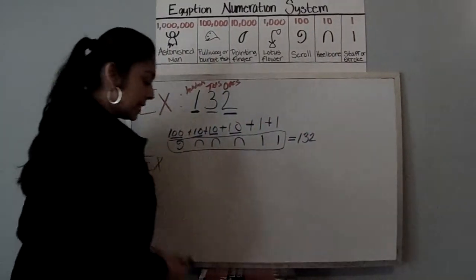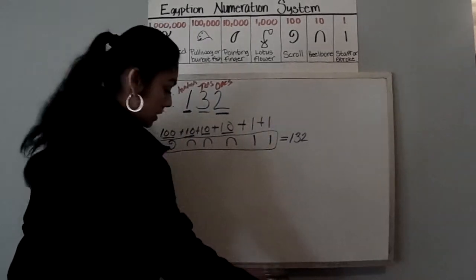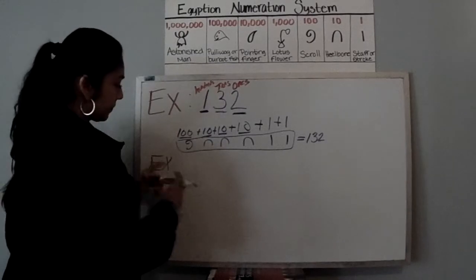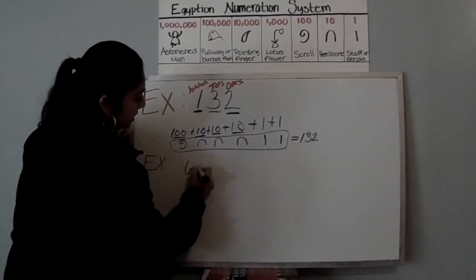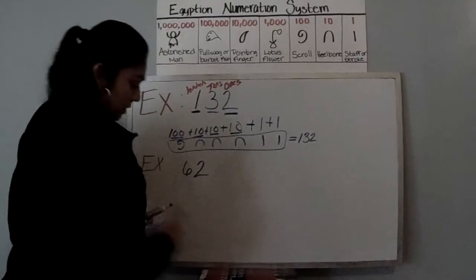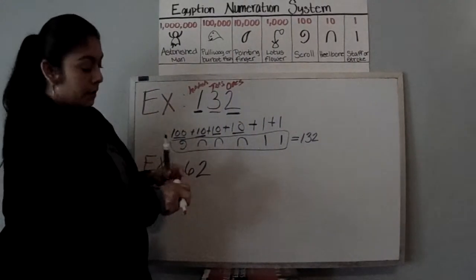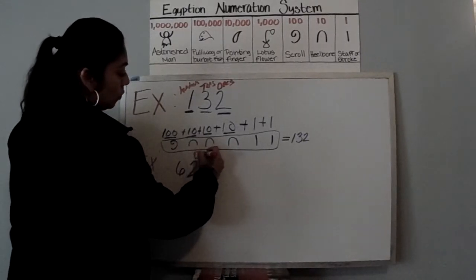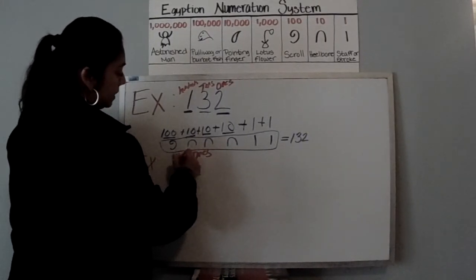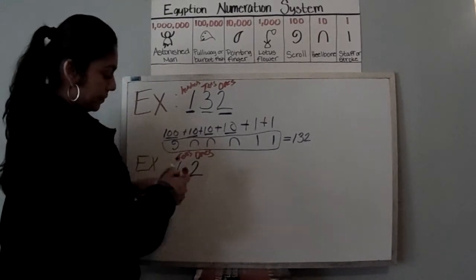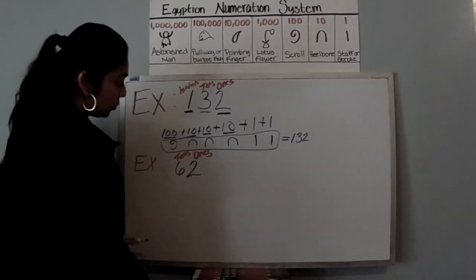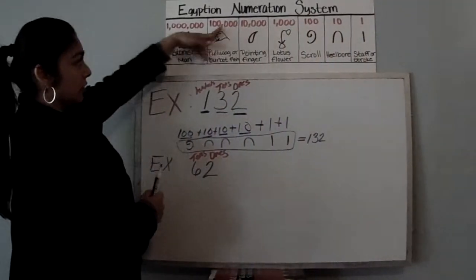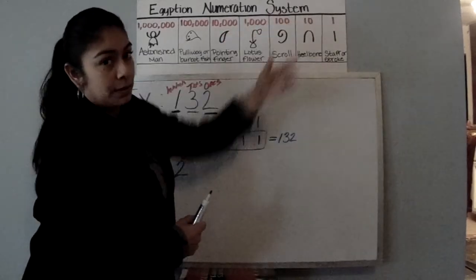Okay? I'm going to give you another example. Suppose we have 62. Okay? Again, we're going to determine place values. Very important. Ones, tens. And the reason it's important for you to write this down is so that you can come back up here and see where your place values are. Okay? And you'll be able to see what symbol you're going to be using.